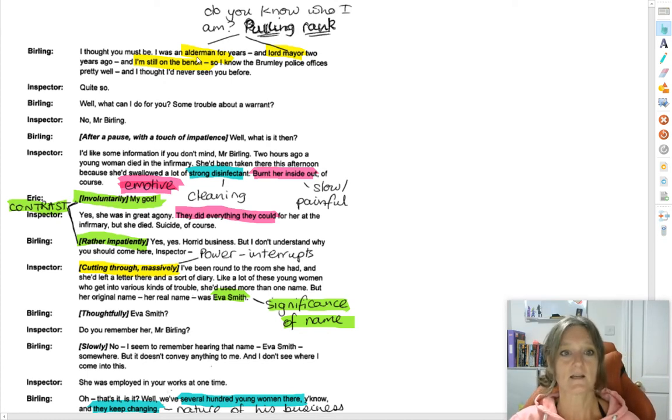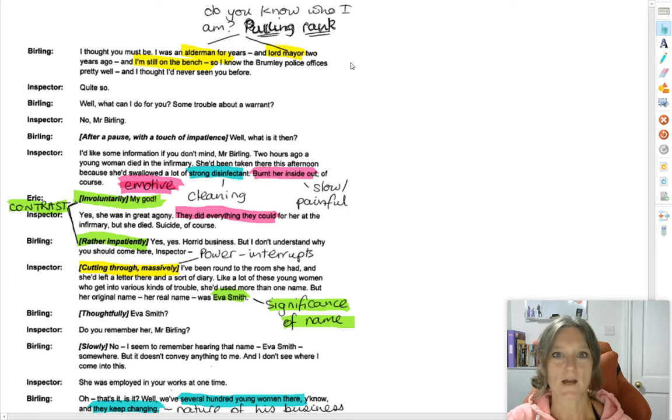So he says here, I was an alderman for years and Lord Mayor 2 years ago, and I'm still on the bench. So it's almost like a list of three. It would be, but he carries on, doesn't he? So it's a list, and it gets more important in a way as it goes on. So an alderman is kind of like a counsellor, and I don't mean a counsellor like for mental health. I mean someone who works for the council, but someone who is kind of like the deputy in the council, so really, really high up in the council, an alderman.